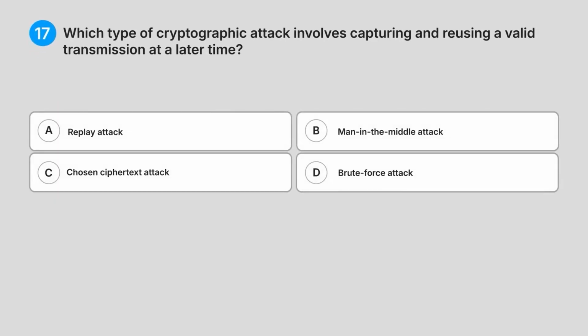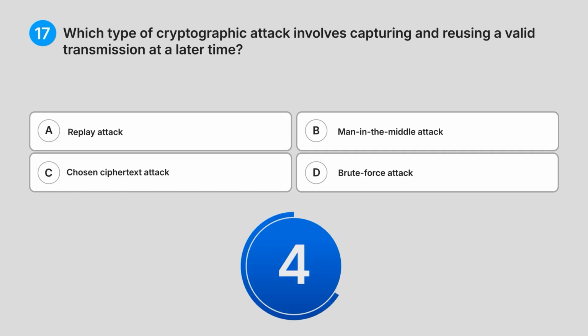17. Which type of cryptographic attack involves capturing and reusing a valid transmission at a later time? A. Replay attack. B. Man-in-the-middle attack. C. Chosen ciphertext attack. D. Brute force attack. What do you think is the answer?